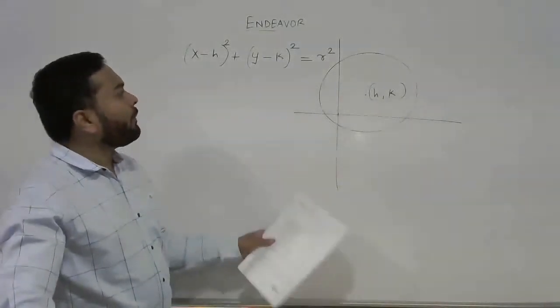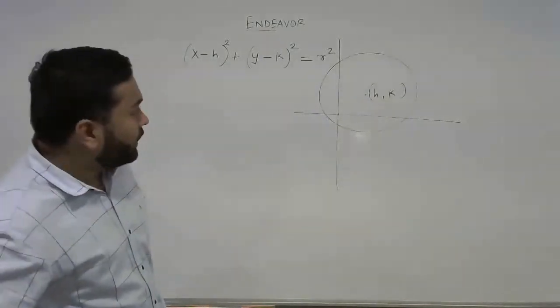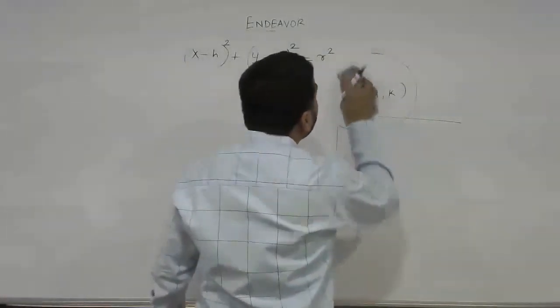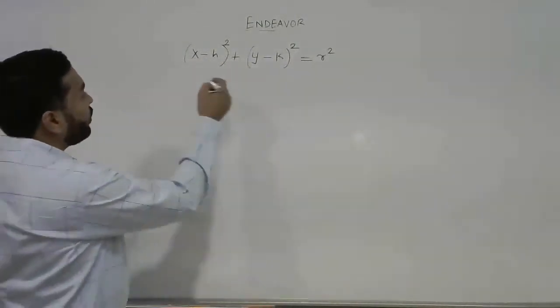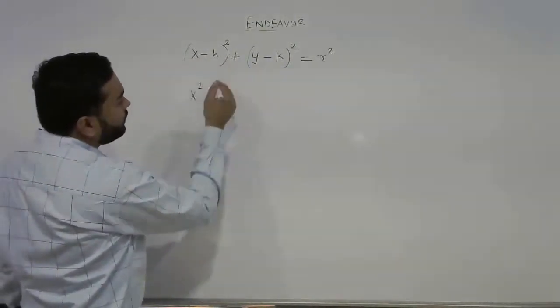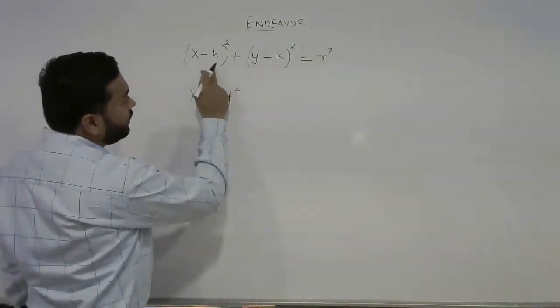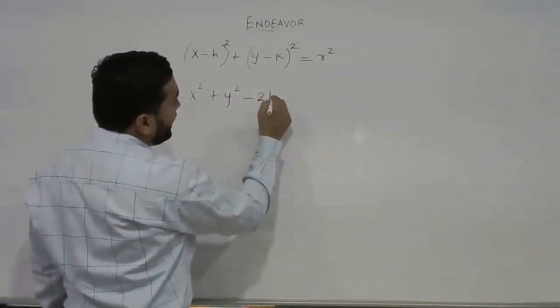Let us see what happens when we try to expand this. Let me first erase this. Let us expand this first. So what will I get? I'll get x square, I'll get y square minus 2hx.